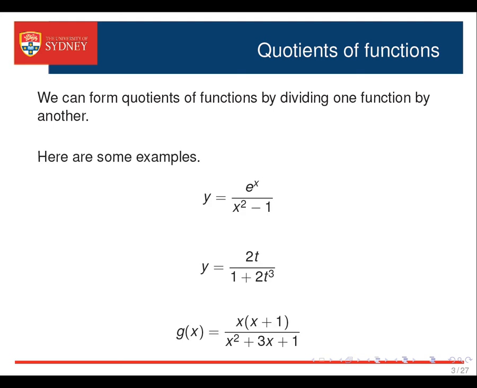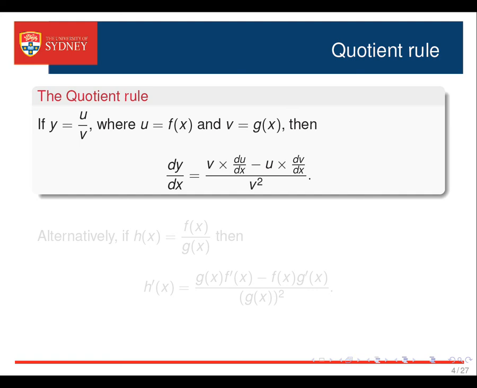Observe the following examples. Just like how it's possible to differentiate a product function using the product rule, there exists a rule for quotient functions. If we call the numerator function u and the denominator function v, then the derivative of the quotient function u divided by v is equal to the function v times the derivative of the function u minus the function u times the derivative of the function v, and this is all divided by the function v squared.